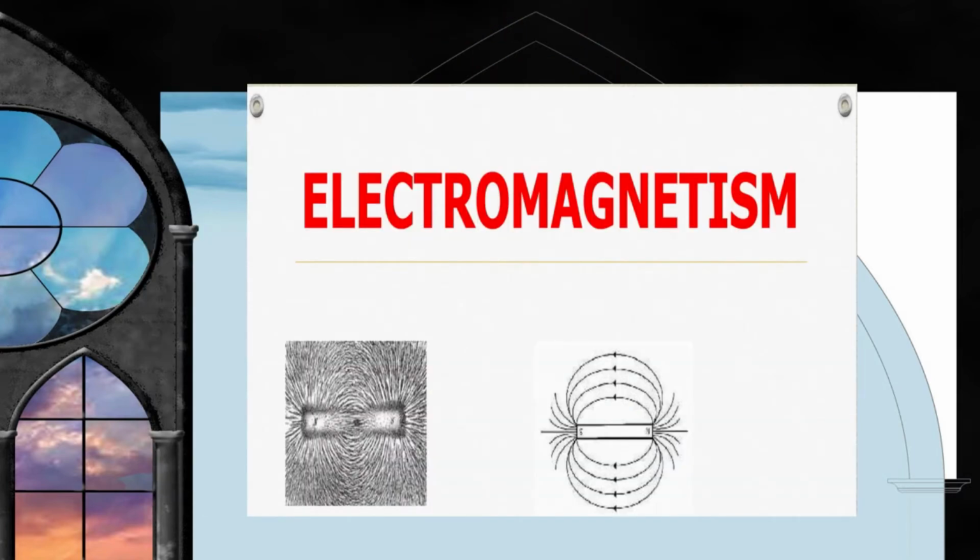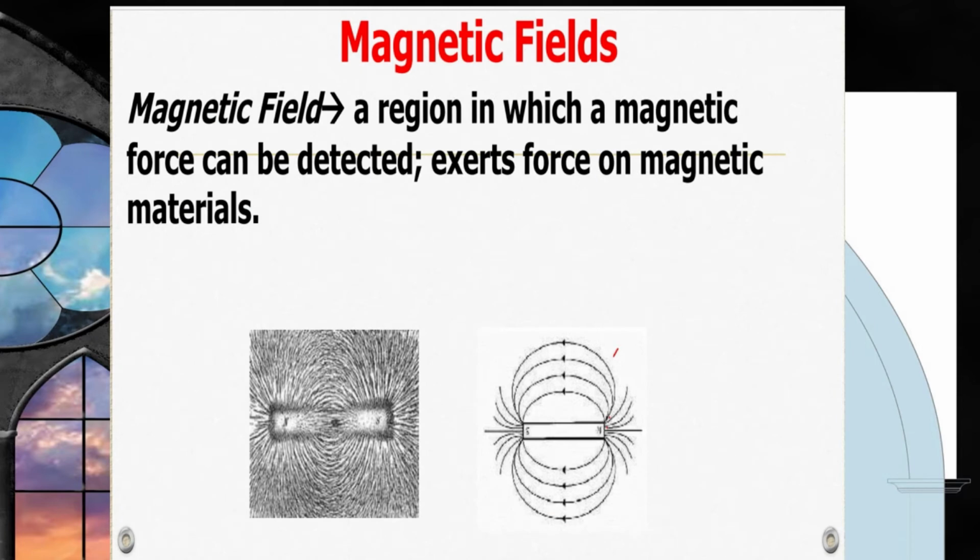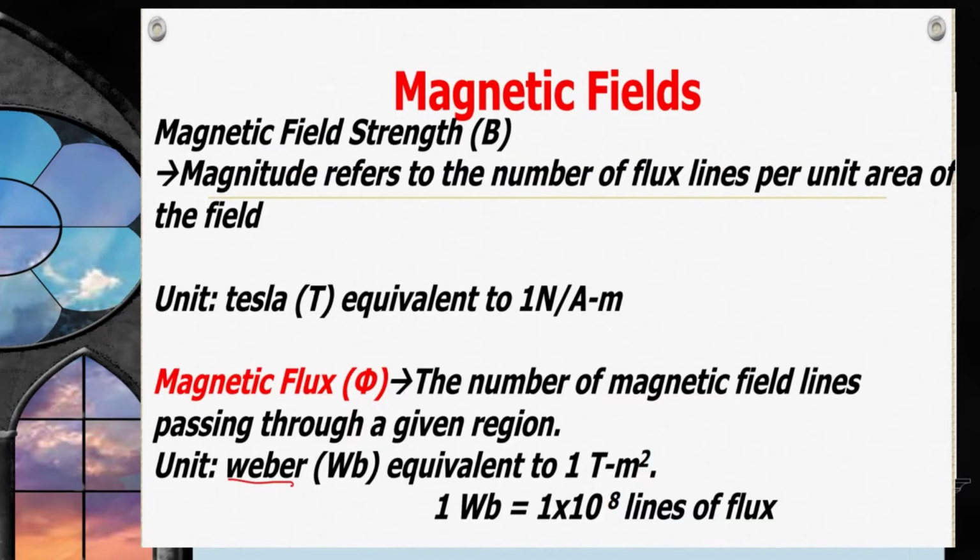So let's try to have some sample problems in electromagnetism. First, let's have a recall on what is a magnetic field. When we are talking about magnetic field, this is actually a region in which magnetic forces can be detected, exert force in magnetic materials. Magnetic field has a symbol of B. Its magnitude refers to the number of flux lines per unit area.